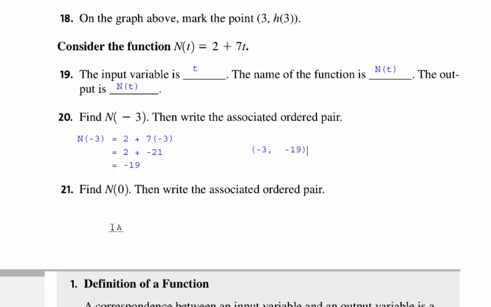Next, we're asked to find n of 0, and then the associated ordered pair as well. So really, not much changes with this equation 2 plus 7t, other than instead of negative 3 going into t, we're now going to place the 0 in for t. So we're left with 2 plus 0, or really just 2. And the associated ordered pair would be 0, comma 2.